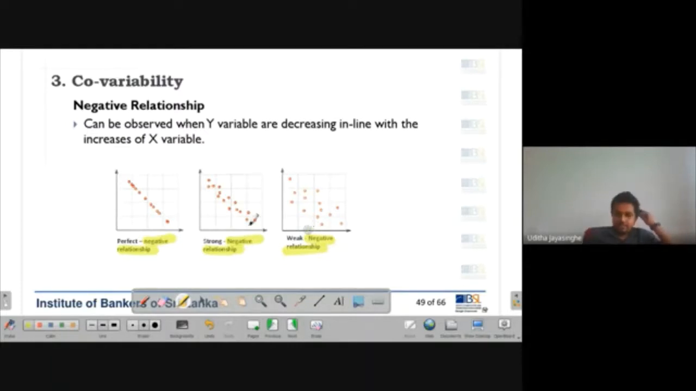Similarly, your perfect, strong, and weak instances are going to remain same with our previous argument on the positive relationship. So you can find perfect negative relationship, strong negative relationship, and weak negative relationship. Don't forget the fact that these are no longer heights of the single variable, but we are now discussing about x variable and y variables, two variables. Two variables moving hand in hand.